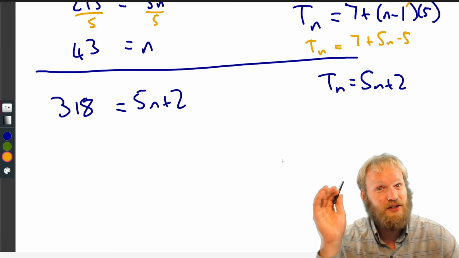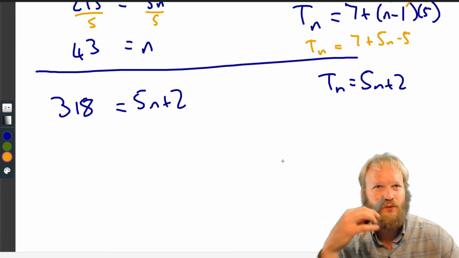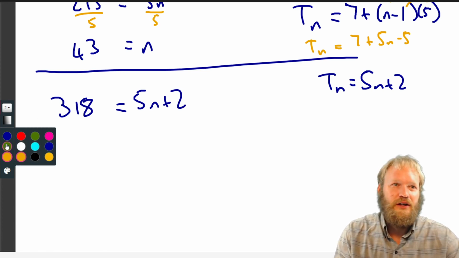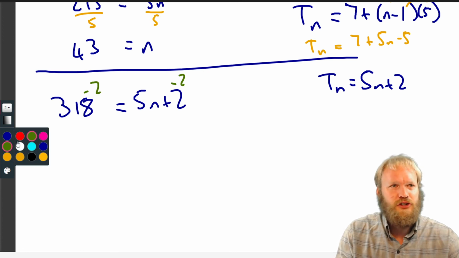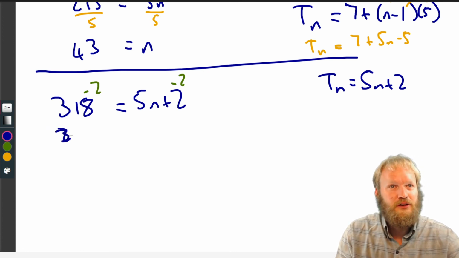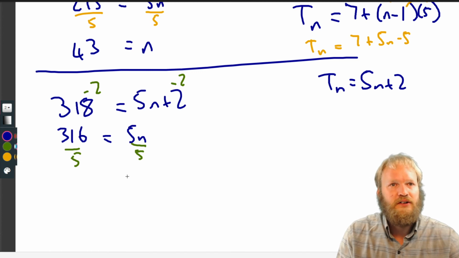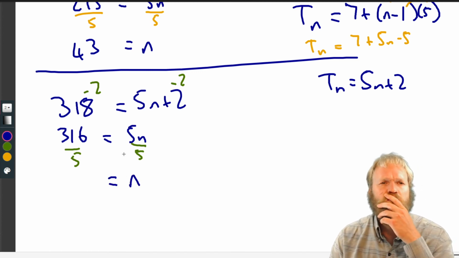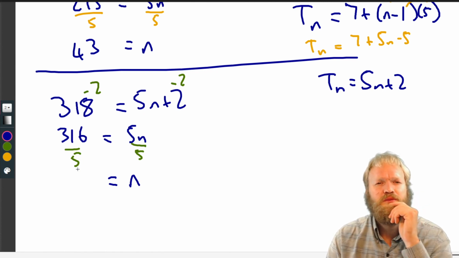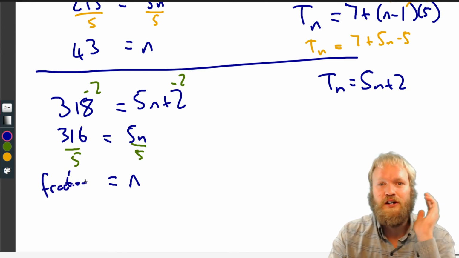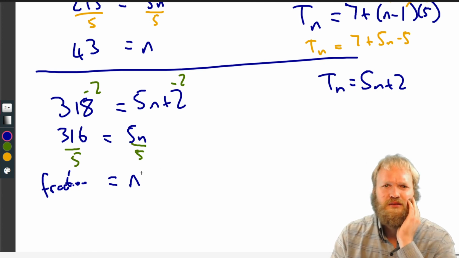Is 318 a term in the sequence? So we substituted in: 318 equals 5n plus 2. And let's check. Minus 2, minus 2. 316 equals 5n. Divide by 5, divide by 5. n equals... Now what do you notice about 316 divided by 5? Well, it comes out to be some sort of fraction. I'm not even interested in what the fraction is. But n is the term number.